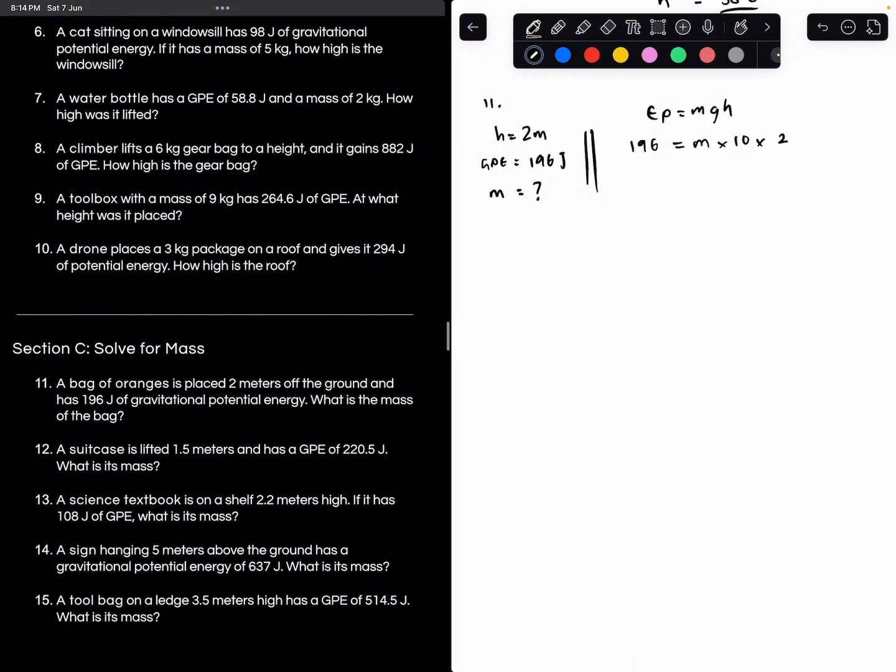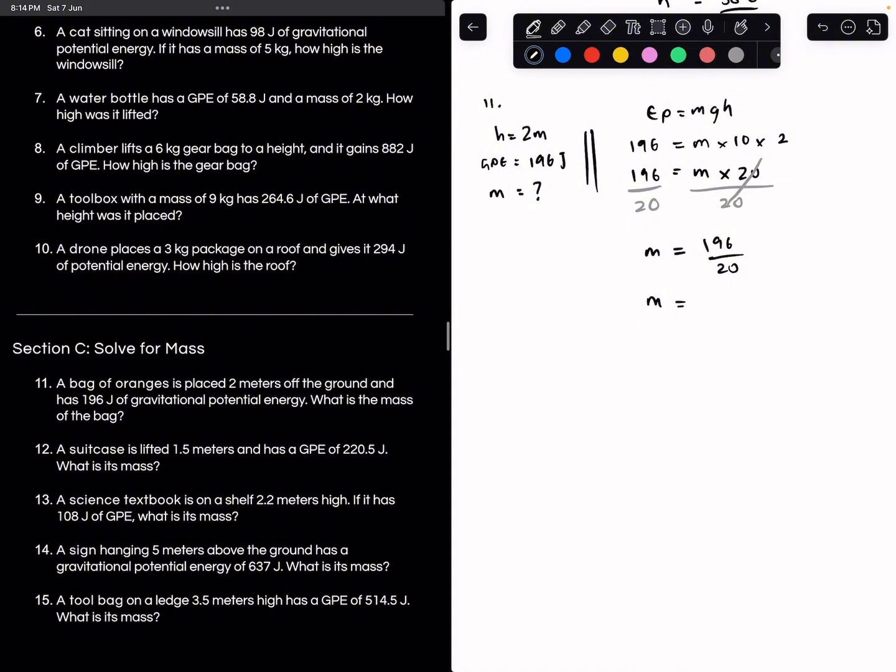Okay, so just like section B, you're going to simplify the equation first. And so we can simplify this equation by multiplying 10 with 2, and smush them together to get 196 equals m times 20. Now, we need to rearrange to find mass. So currently, it is being multiplied by 20. What we need to do to get rid of times by 20 is divide by 20. So divide the whole side by 20, that means we have to divide this side by 20. What we're left with is mass equals 196 divided by 20.